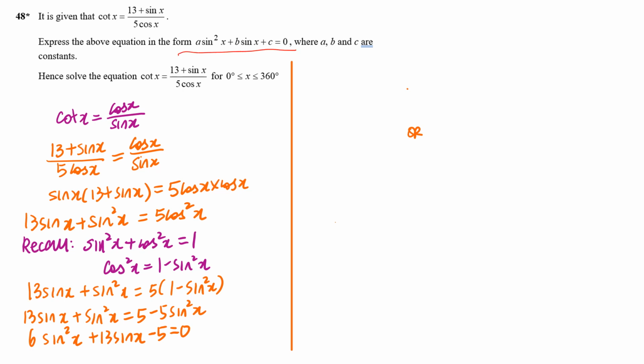So in this case, your A is 6, your B is 13, and the value of C is negative 5. So this first part is easily done. The second part also is not difficult, just to solve it. So you factorize it.